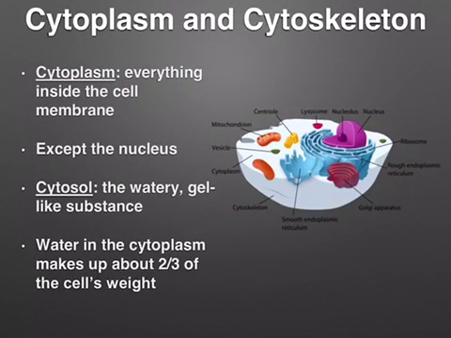So then we have our cytoplasm. Again, we talked about this yesterday, how it's everything inside the cell membrane, but it does not include the nucleus. And then we have the cytosol, that watery gel-like substance. Remember in the other video I said it was more like jello. And then the water in the cytoplasm makes up about 2/3 of the cell's weight. So there's quite a bit of it.